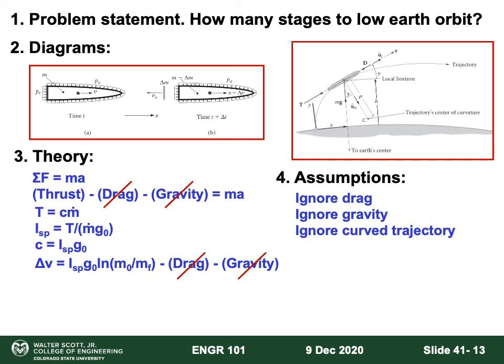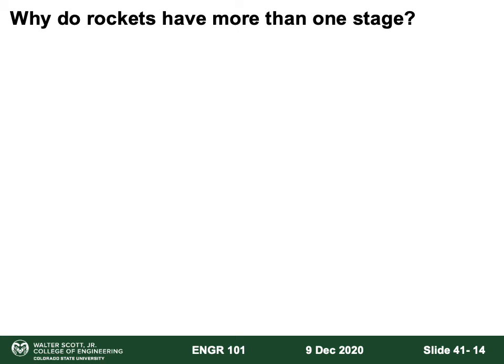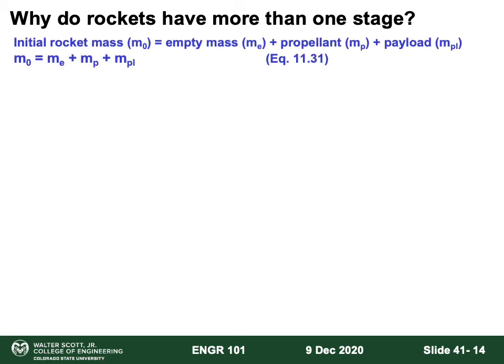So the change in velocity, and remember, we're ignoring drag and gravity in order to do this, and we end up with that equation. So then what we're really trying to get to is, why do rockets have to have more than one stage to lift off from the Earth? In order to understand that, let's do a little bit more detailed work on various equations.